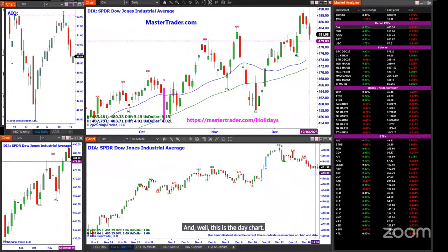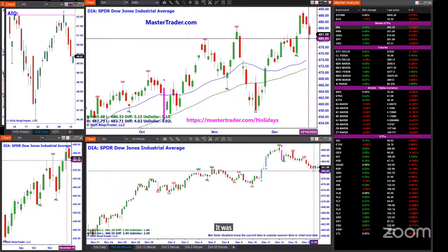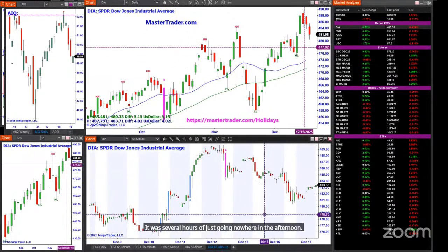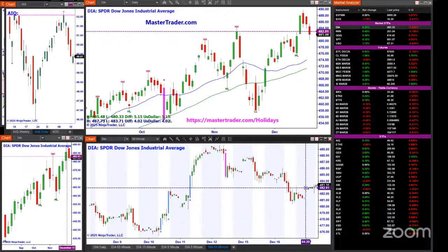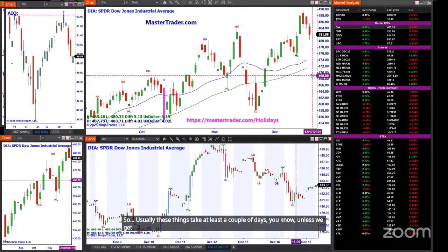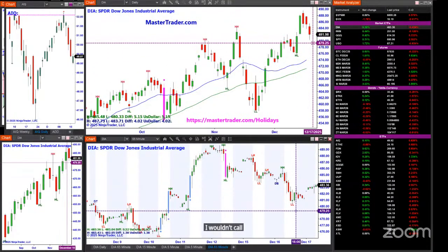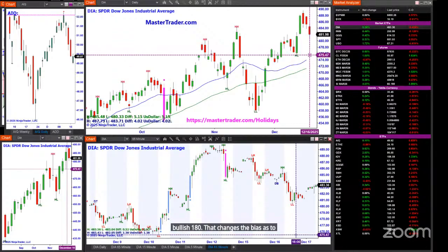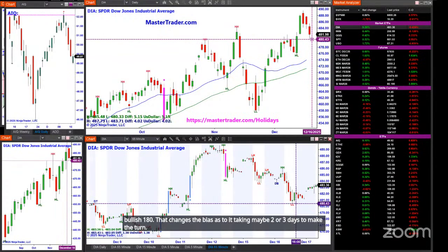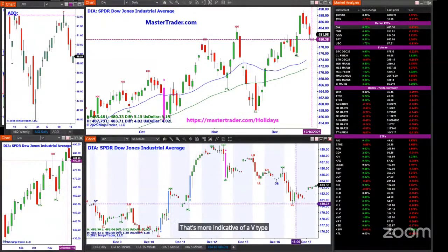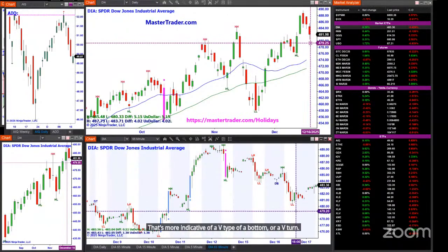You can see it stabilized yesterday. It was several hours of just going nowhere in the afternoon. And you can see it's gapping up a little bit today. So usually these things take at least a couple of days, unless we get a really wide range. I wouldn't call this really wide range, but if we get a wide range bullish 180, that changes the bias as to it taking maybe 2 or 3 days to make the turn. That's more indicative of a V type of a bottom or a V turn. But we'll see what happens.